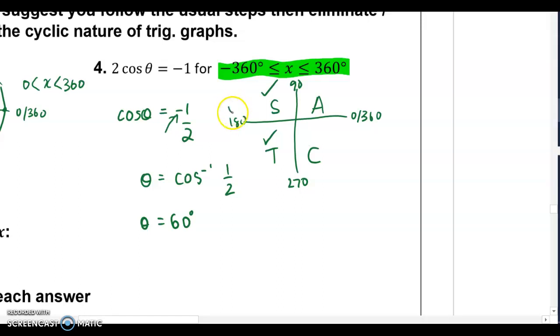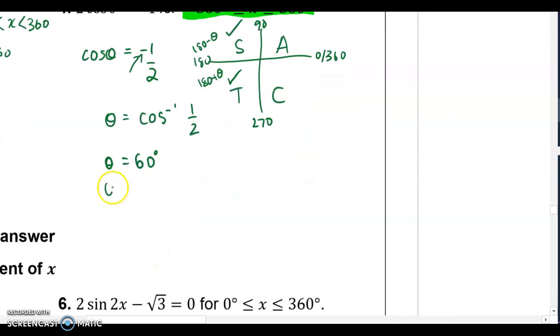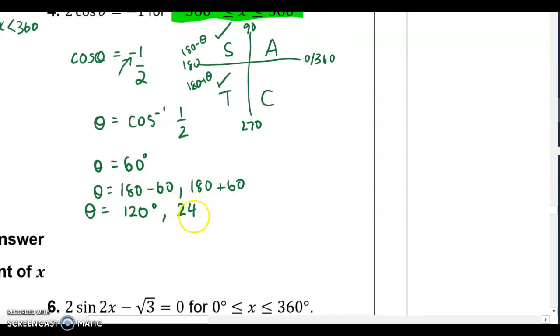So what happens there, we end up with a 180 minus theta in the second quadrant and a 180 plus theta for our third quadrant. So let's have a look at what values we want to get for our theta. So we want 180 minus 60, and we want 180 plus 60 degrees. So what we end up with is theta being equal to 120 degrees, theta also being equal to 240 degrees.